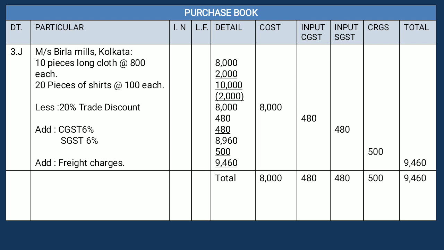Okay, so 8,000 plus 2,000 is equal to 10,000. Out of 10,000 we have to provide 20% trade discount, so 20%, that is 2,000. 10,000 minus 2,000 will be 8,000. So cost price is 8,000, because we do not record invoice price, so that's why we have calculated cost 8,000. Then we have to add CGST and SGST, that is 6% of 8,000 for CGST, 6% of 8,000 for SGST, and the amount of CGST and SGST both will be 480 and 480.